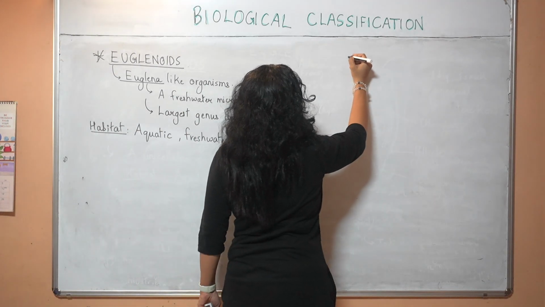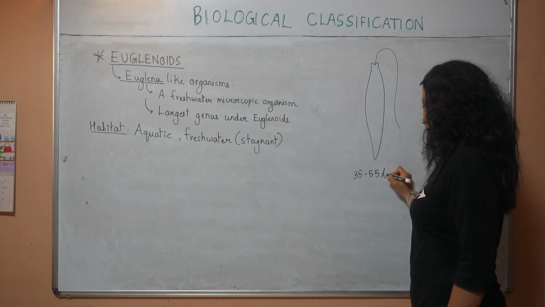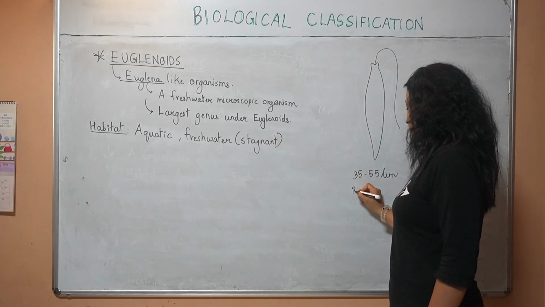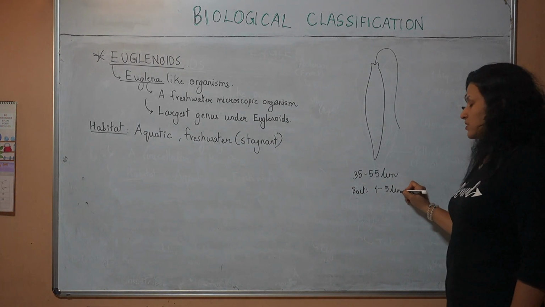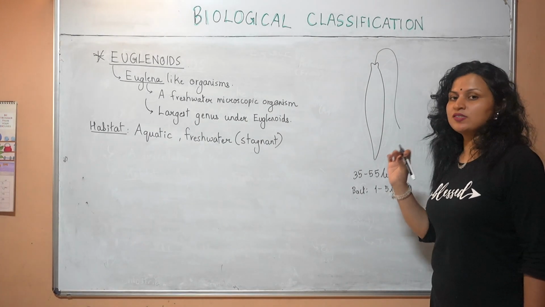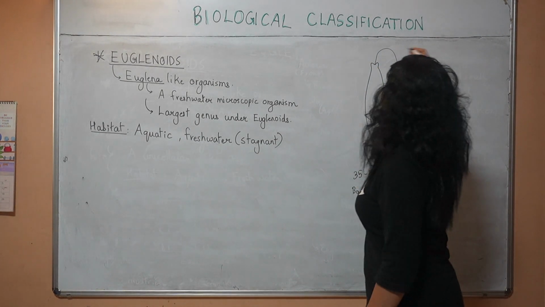What does it look like? Let's draw a diagram. That's euglena, 35 to 55 micrometers. They are quite long and big-sized cells. A bacterium in comparison is 1 to 5 micrometers. Animal cells are about 10 micrometers, so they are quite large-sized cells. If you can see, they have a slender spindle-shaped body.